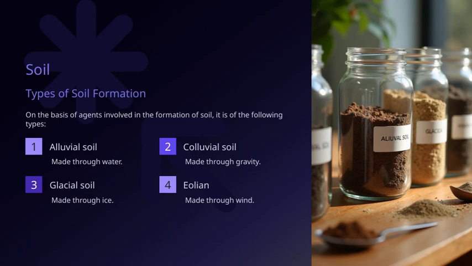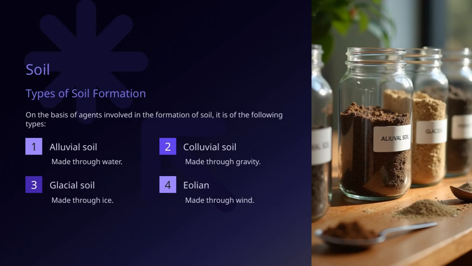Next, we have soil formed through gravity, known as colluvial soil. Think of it as materials that have moved downhill due to gravity, often accumulating at the base of slopes or cliffs. This type of soil is common in mountainous areas, and it can include a mix of different particles and debris. Then there's soil made through ice, called glacial soil. This forms when glaciers grind over rock and soil, transporting and depositing it as the ice advances and retreats. Such soils are typical in glacial regions and can be quite rich in mineral content.